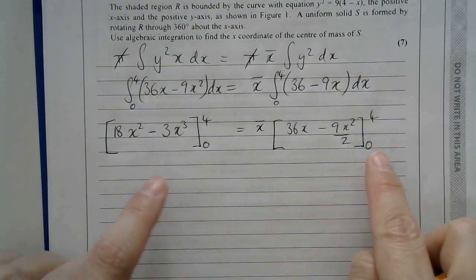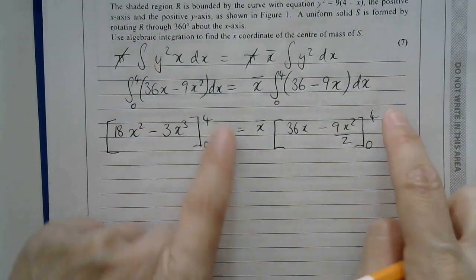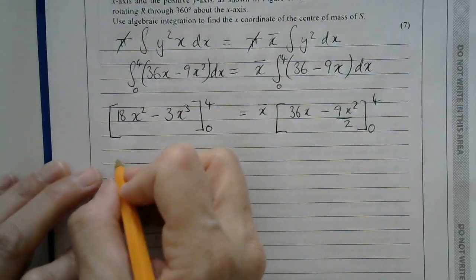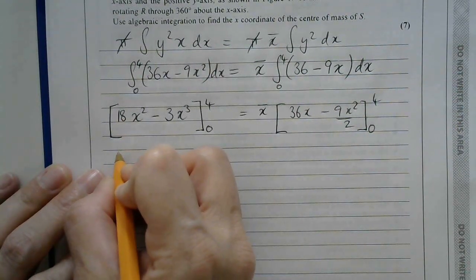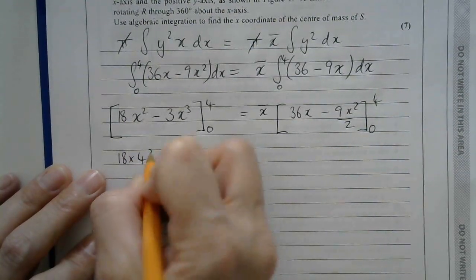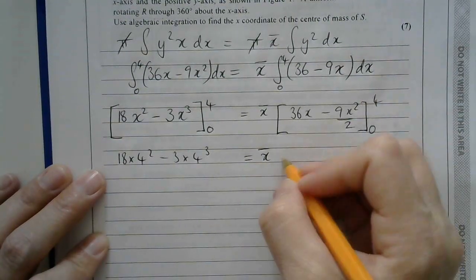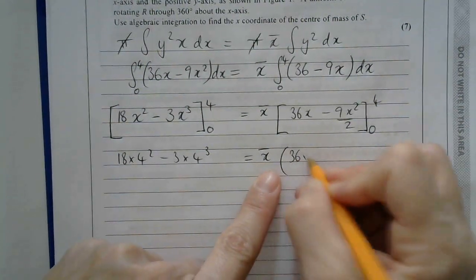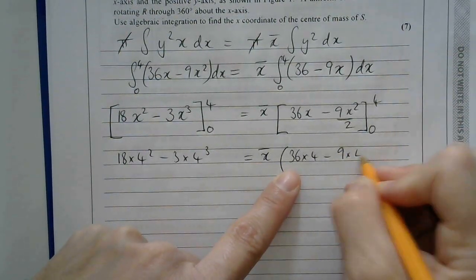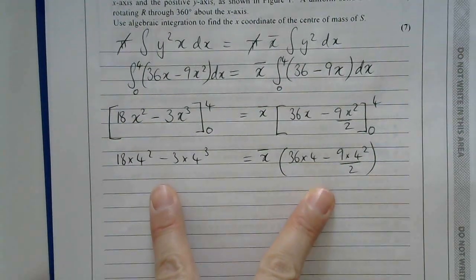So when I put 0 into both of these expressions, I'm going to end up with 0, so I only need to put 4 into both of them. So here I do 18 times 4 squared minus 3 times 4 cubed. Here I've got x bar, and here I've got 36 times 4 minus 9 times 4 squared over 2. And in fact, I'm just going to stick the whole thing into my calculator.